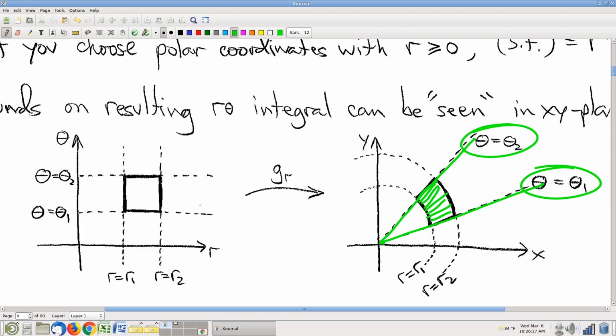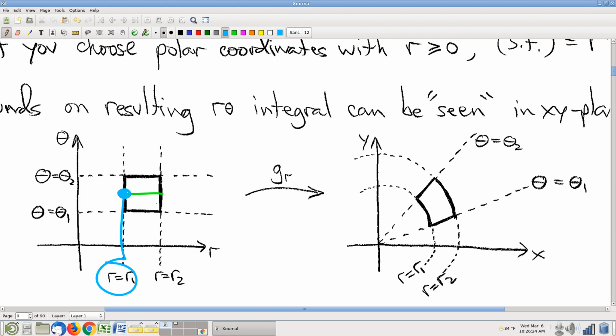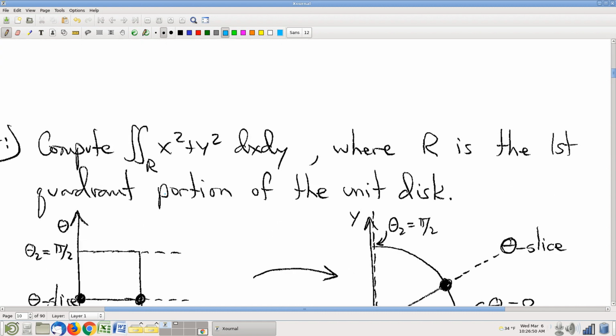Okay. All right. So likewise, proceeding, for a given theta slice, r starts there, r ends here. Okay. Well, I can see that over here just as well. There's a theta slice. The starting value of r is on that curve which has that equation. And the ending value of r is that point which is on that curve which has that equation. You can see everything you need to know right there in the XY plane. Okay. All right, so here's another example.